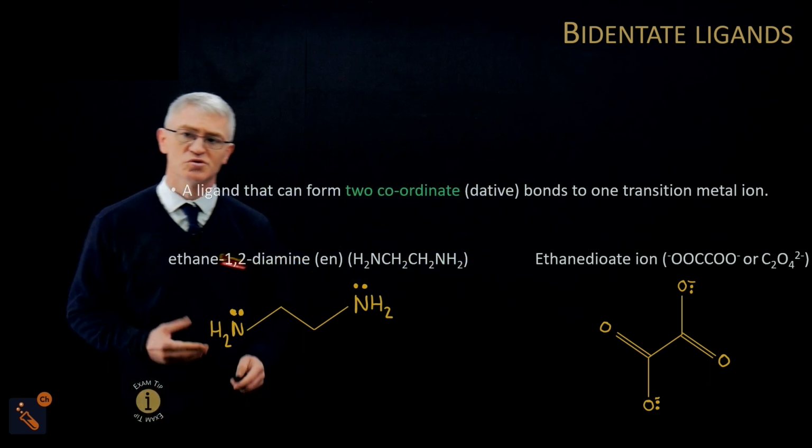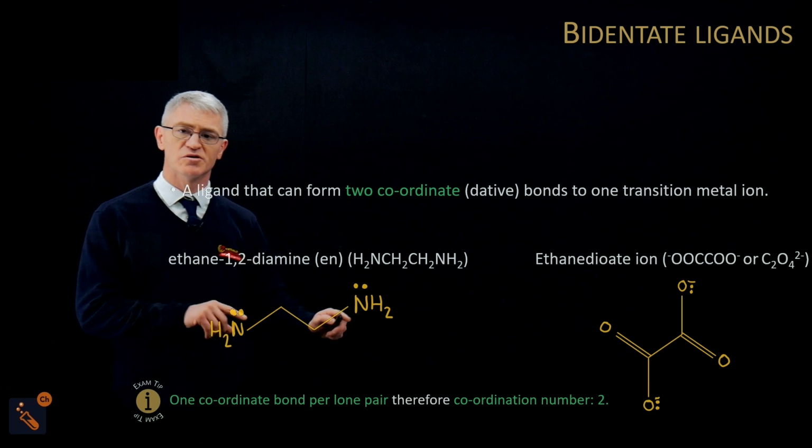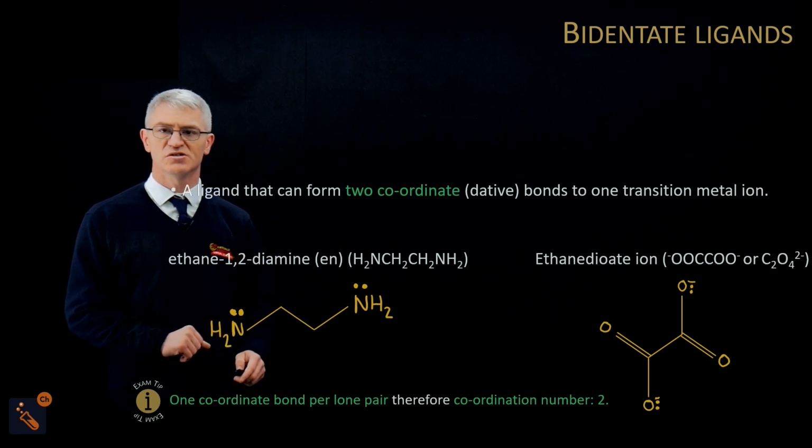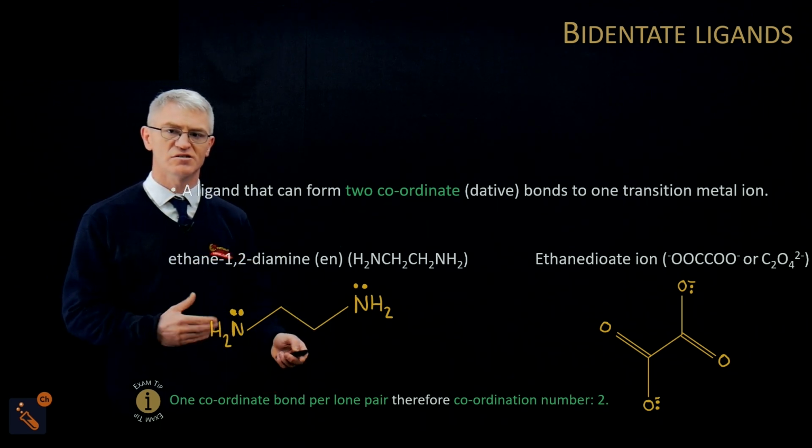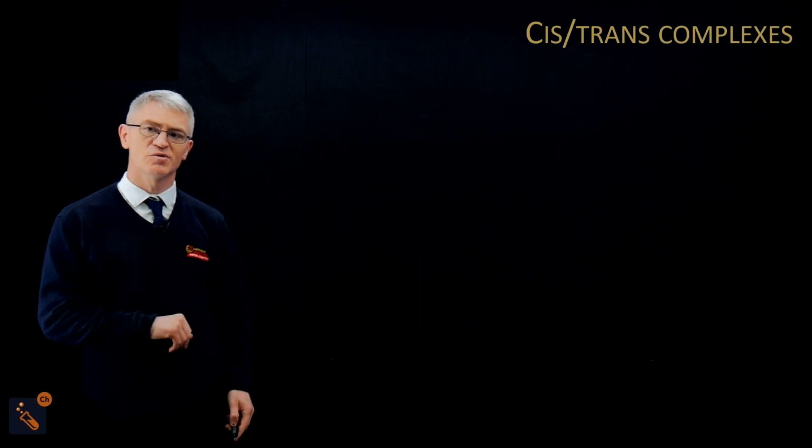Now, really important exam tip: one coordinate bond per lone pair, therefore the coordination number is 2. So if there's 3 of these, the coordination number is 6. And that's the one we're going to look at now.